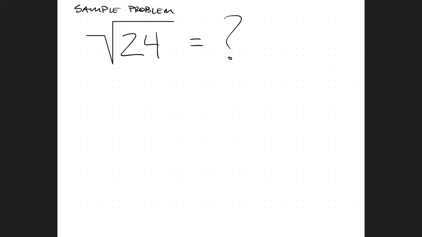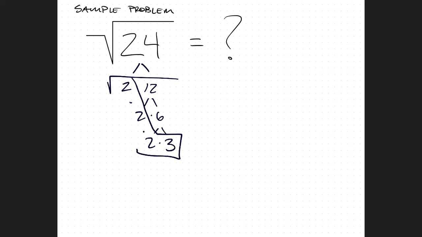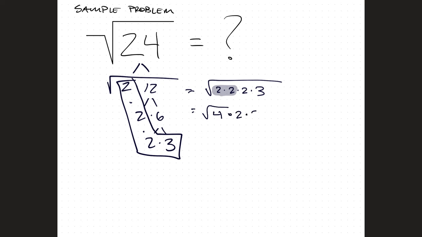So here's our first sample problem. We're going to simplify the square root of 24. Let's break it down using prime factorization, the hockey stick method. 24 is even. So underneath the radical, I have 2 times 12. 12 is even, so that gives me 2 times 6. 6 is even, so that gives me 2 times 3. And here's my hockey stick. I have prime numbers, I'm done factoring. What does this mean? This means that under the radical, I have 2 times 2 times 2 times 3. Well, if you look, I have a pair of 2's here. And that means 2 times 2, that's 4 times 2 times 3.